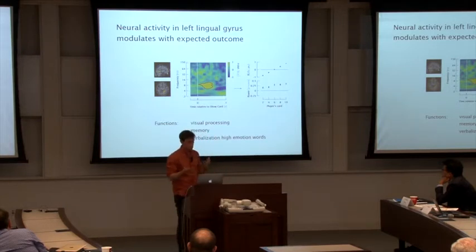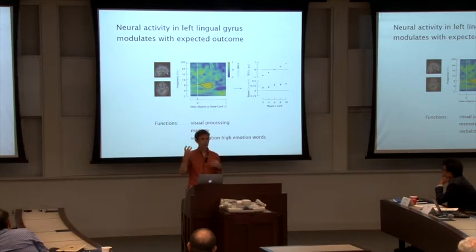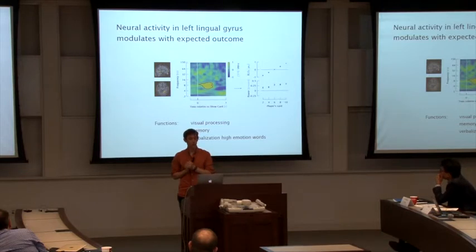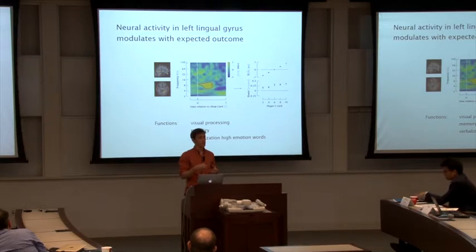Okay, so lingula was interesting because it's a visual area. It's also related to memory, so to store this information that can be retrieved later in the task. And also in the literature, it has been associated to verbalization of high emotional words. So even though the modality is different, it might be related to associating different emotional value to different cards in the gambling task.